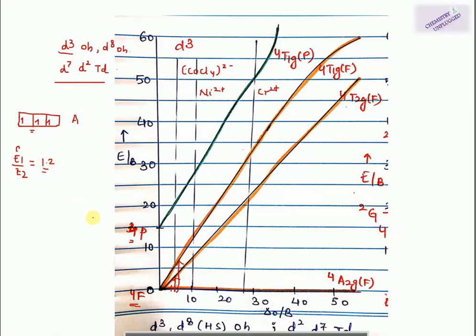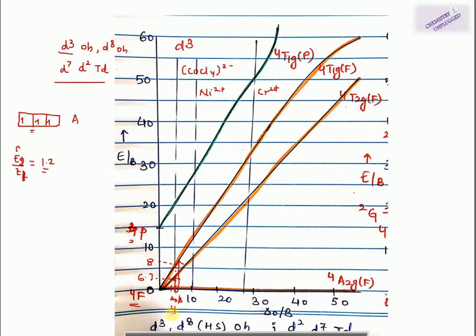Suppose this is the E2 upon E1 ratio. At this point the value of E2 is suppose 8, and the E1 value at this point is suppose 6.7. So at this particular range, you will get the perfect ratio of 1.2. You can draw a line at this point and you get the value of delta naught upon B. Suppose it is nearly 4.